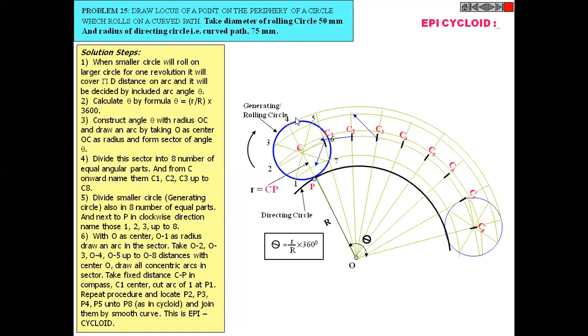And consider the arc from point number 4, C4 as a center, 25 mm radius, and mark different positions the same way. Then after that give the names P, P1, P2, P3, P4, likewise up to P8, then join by a smooth curve. This curve is nothing but the epicycloid.